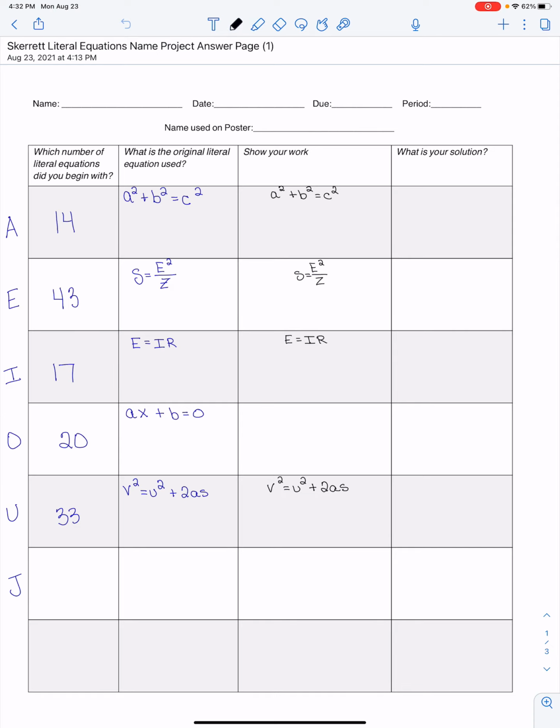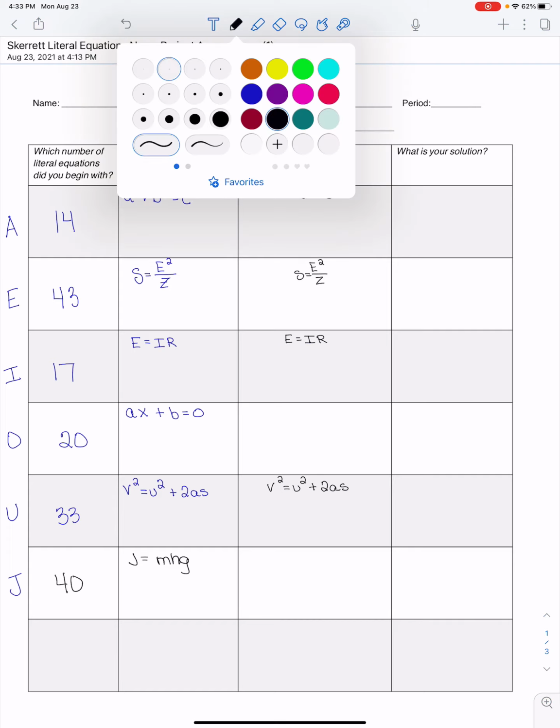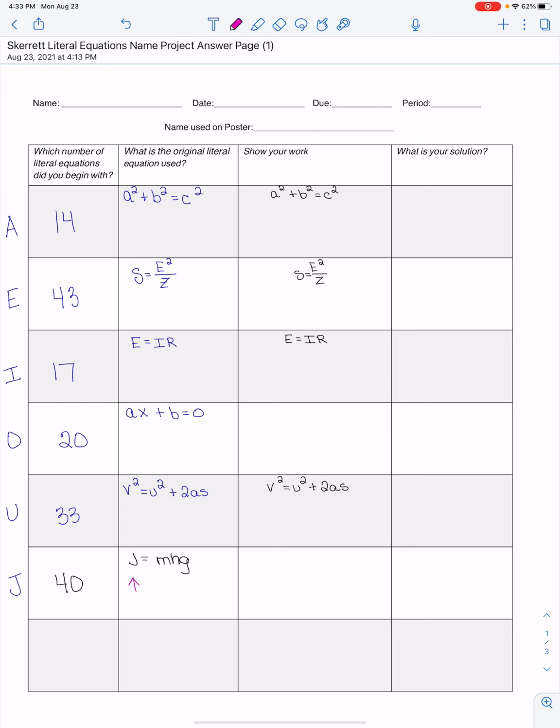Okay. I'm going to go ahead and put, this was equation 40, I believe it was, J equals MHG. All right, so I'm supposed to be solving for J, but J's already by itself. So there is nothing for me to do. So I'm just going to go ahead and draw a line over, and I have J equals MHG. Okay, that one's done. Freebie there if you have a J in your name.